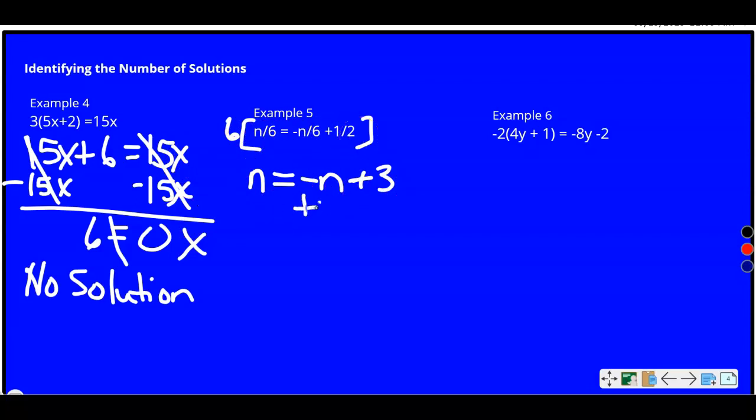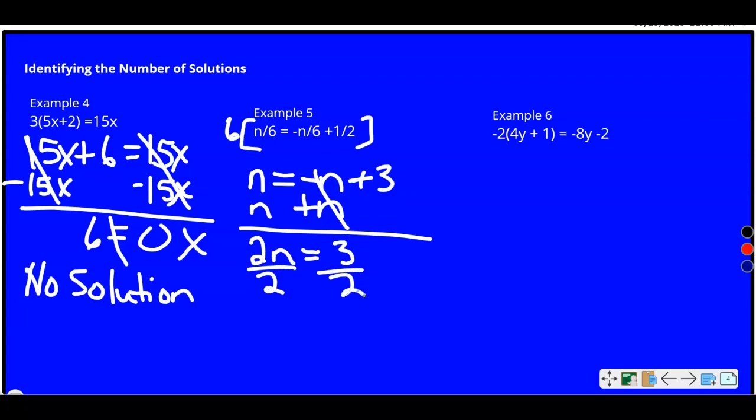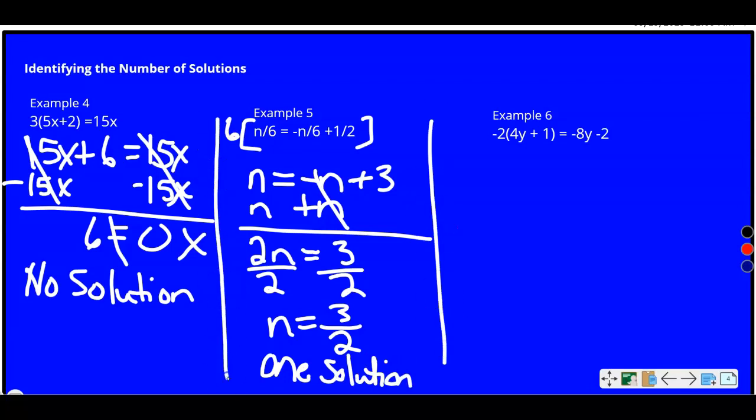All right, so I'm going to add n to both sides because, again, I like to have a positive number when possible. 1n plus 1n equals 2n equals 3 divided by 2. n equals 3/2. And 3/2 is the same as 1.5. So you can see that this one has one solution. Again, you should plug it in and check it. But to save time here, I'm going to move on to the next one.